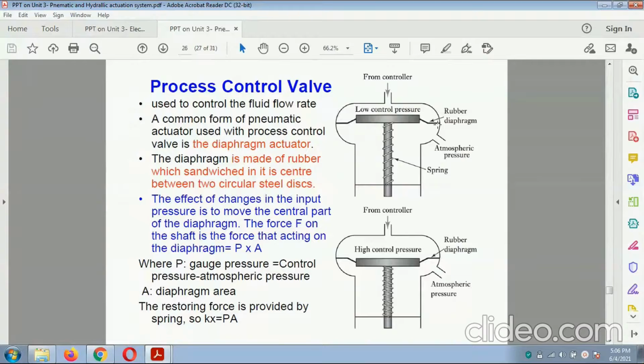So see, this is the diagram. This is a controller, low control pressure. It is attached with the spring. It goes to the atmosphere and it is connected to the rubber diaphragm. So as the pressure is maintained, it can be reflected to the pressure.